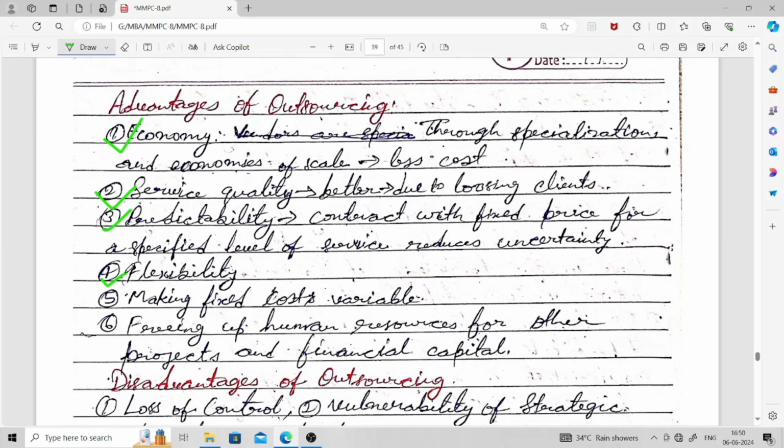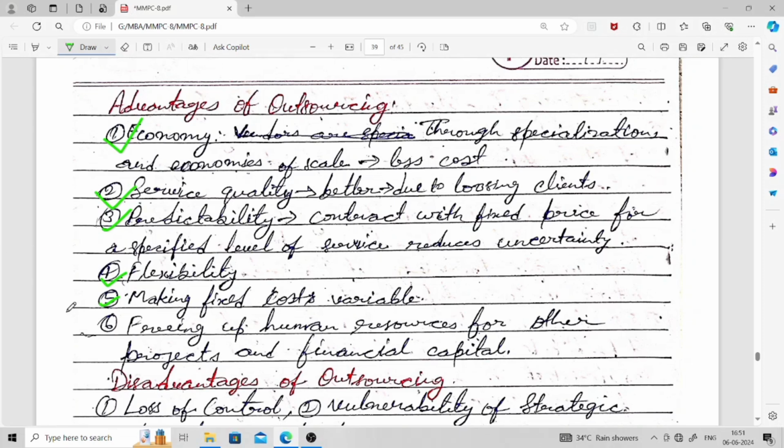Next given, making fixed cost variable. It means if in the future some more capacity is required, or more information processing is required, then the organization can ask for more capacity and more processing power from the service provider.